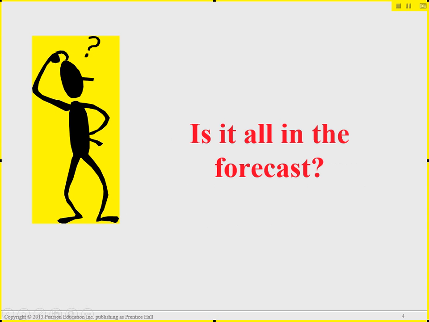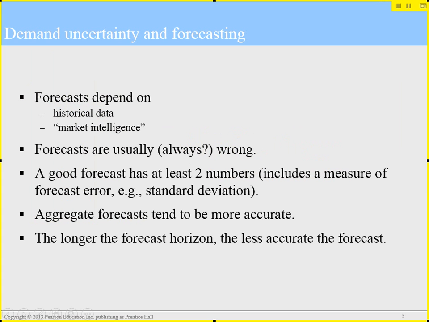So, the question is, is it all in the forecast? If we get the forecast right, does that make it perfect? Well, it doesn't make it perfect, but it certainly helps, right? And if you can predict the variability that you're going to have, then that's going to help as well. And so what we know about forecasts is that they depend on historical data and market intelligence. Because if you were only looking at historical data, you wouldn't know what was going on in the ports. So you have to look at basically what's happened and then what you think is going to happen.